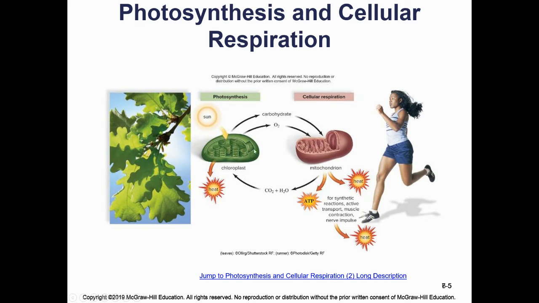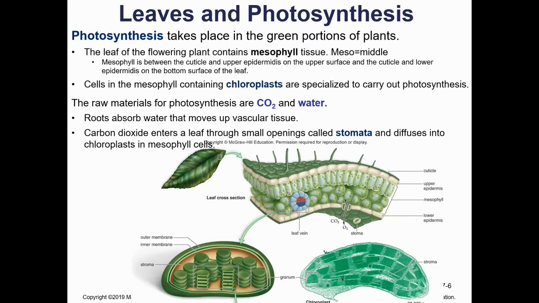Photosynthesis, the organelle responsible for that in cells, is the chloroplast. It captures solar energy and converts it to chemical energy in carbohydrates. Cell respiration takes that chemical energy stored in carbohydrates in the mitochondria. We convert that to an energy source that our cells can use, ATP. And of course, we always lose some energy as heat every time we convert from one type of energy to another. It's our second law of thermodynamics.